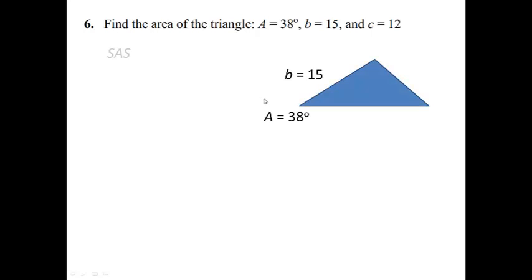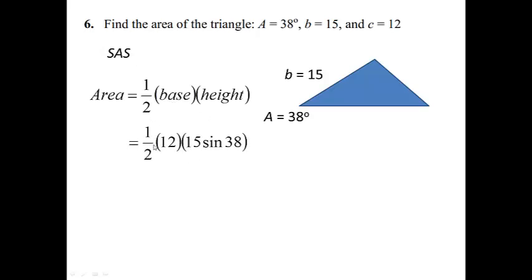So number 6, find the area. This is side, angle, side, so I use this formula here. Okay, and then 1/2, the base is 12, the adjacent side's 15, times the sine of 38, and that's approximately 55.4 square units for the area, as in square units.